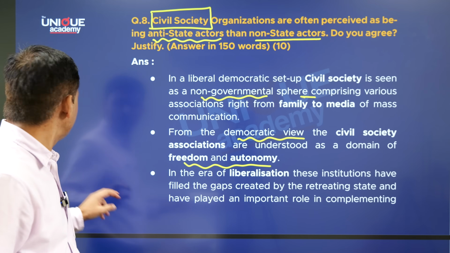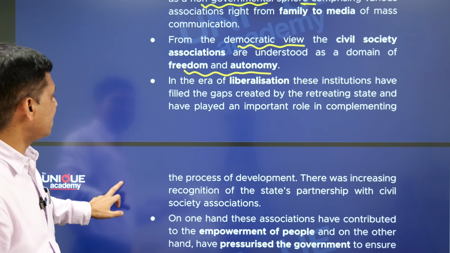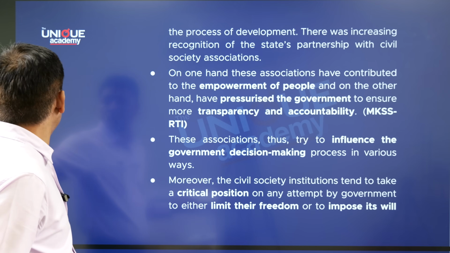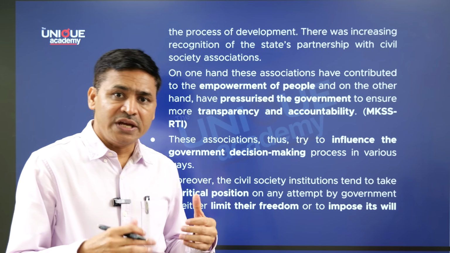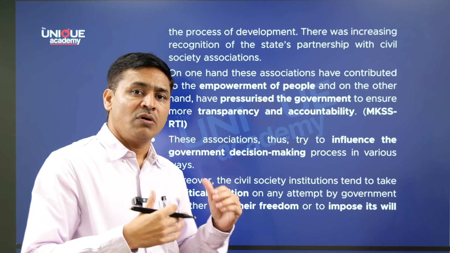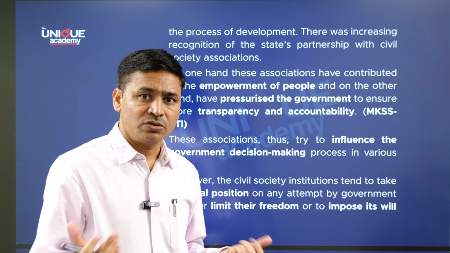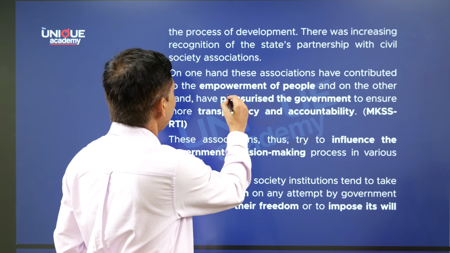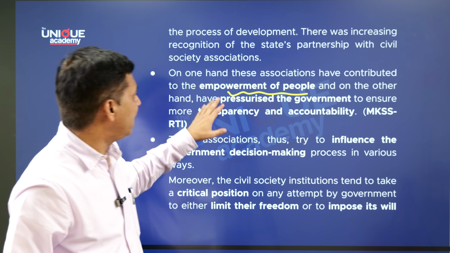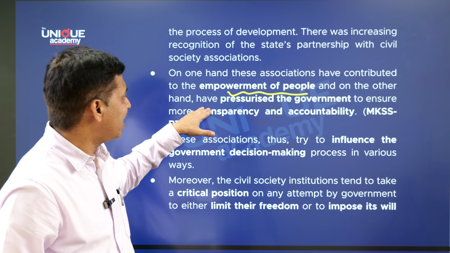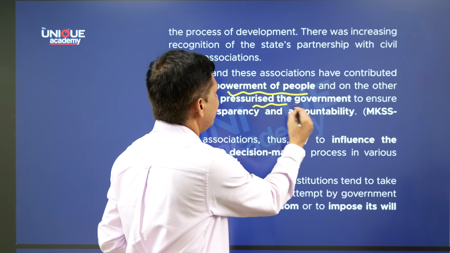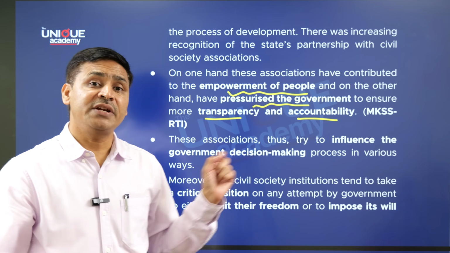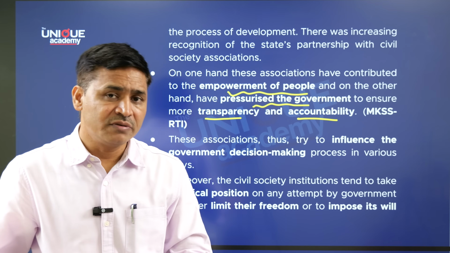And this is a very interesting process which has taken place about the civil society. On one hand, these associations have contributed. Now look, this is very interesting. If they have come forward, then what is the consequence of that? Number one, these associations have contributed to the empowerment of people, and on the other hand, have pressurized the government to ensure transparency and accountability. This is a very interesting feature of the civil society.